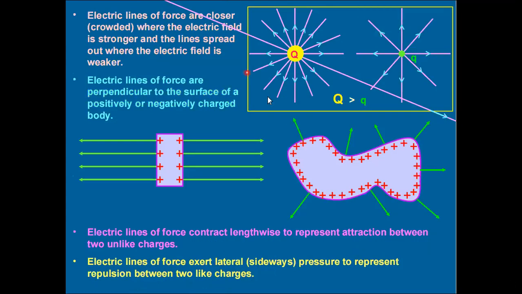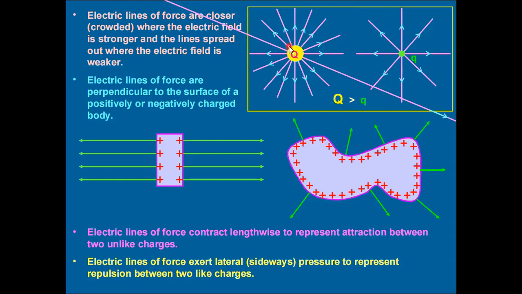So the electric lines of force are closer, that means crowded, where the electric field is stronger, and the lines are spread out where the electric field is weaker. That means like this. Because capital Q is bigger than small q, there are crowded lines where it is stronger, and it is weaker where the amount of charge is less than this.